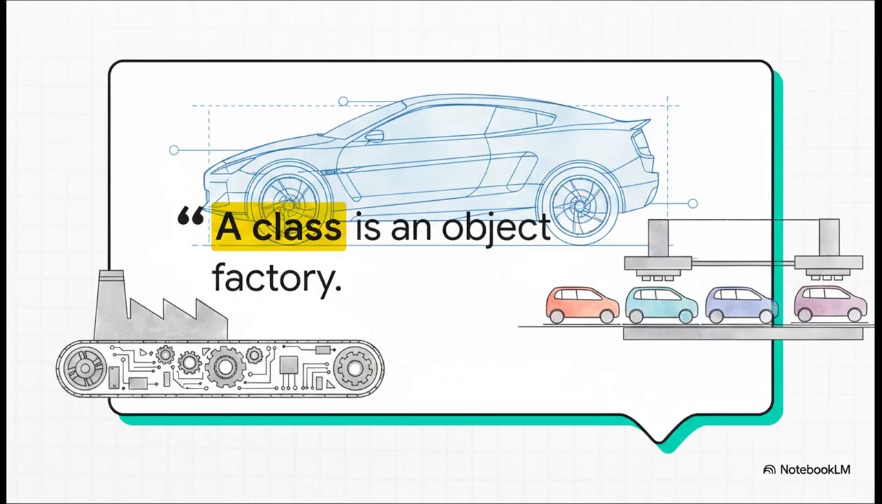But here's the catch. You can't just build those digital cars out of thin air without a blueprint. And in Java, a class is exactly that. It's essentially an object factory. It defines the common properties and behaviors for a whole group. Once you've got that class written, you can use that single factory to stamp out thousands of unique individual objects right into your computer's memory.